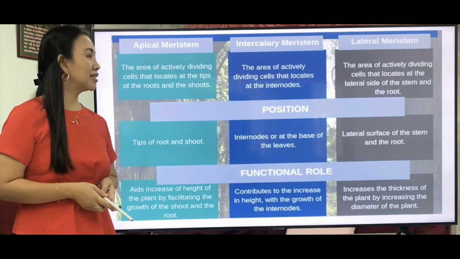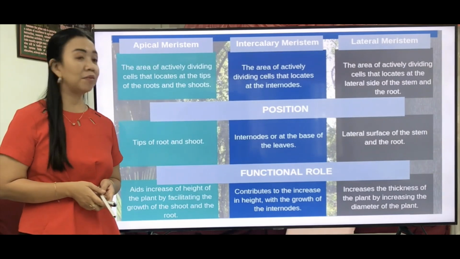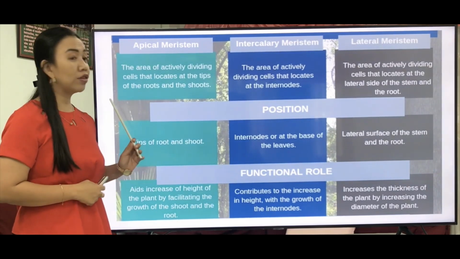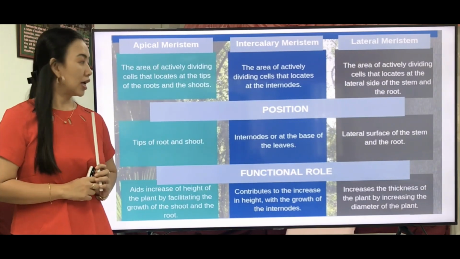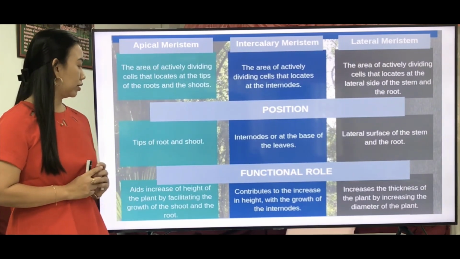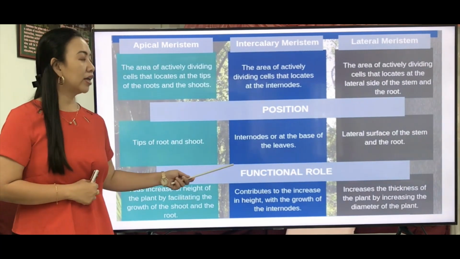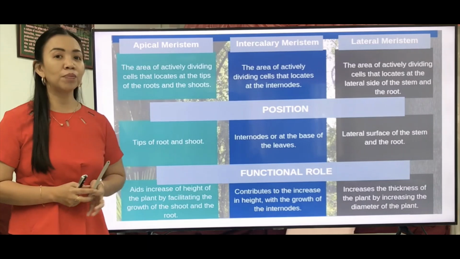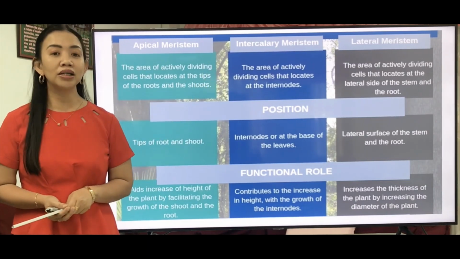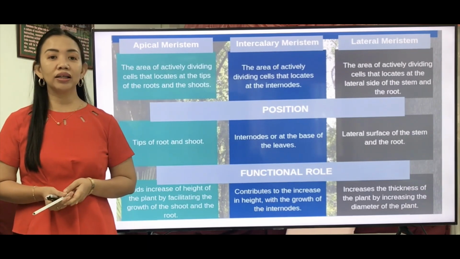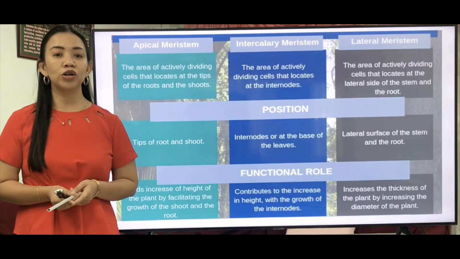Okay, to summarize the differences of the apical meristem, the intercalary, and the lateral meristem, let me show you this slide. For the location, the apical meristem is at the tip of the roots and the shoots. The intercalary meristem is at the internode or the base of the leaves of the plant. And the lateral meristem is located at the lateral surface or the side of the stems, of the branches, and of the roots.